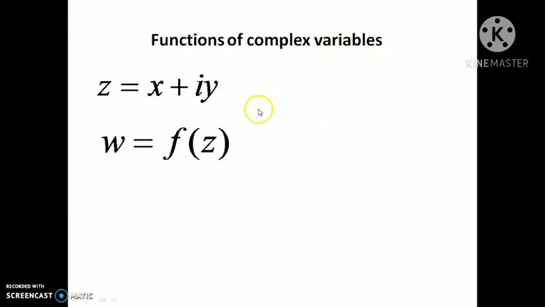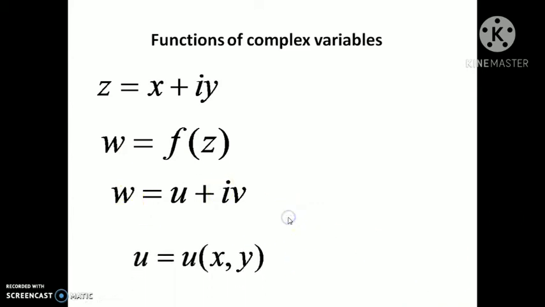So if I have a function like this, w is a function of z, where z is a complex variable, we call it a function of complex variable, and we will find that w is equal to u plus iv, where u is a function of x and y, and v is also a function of x and y.